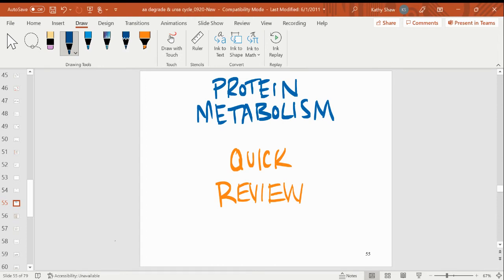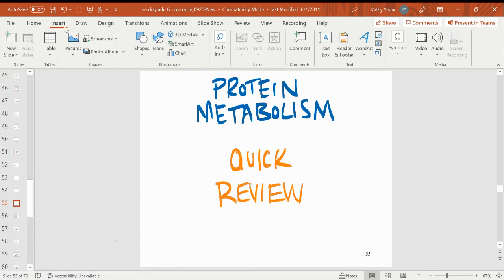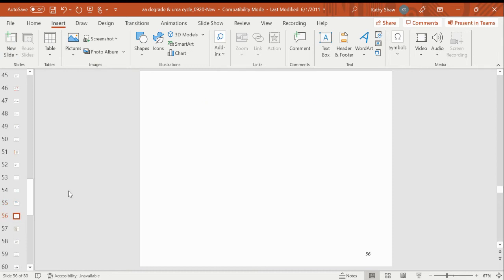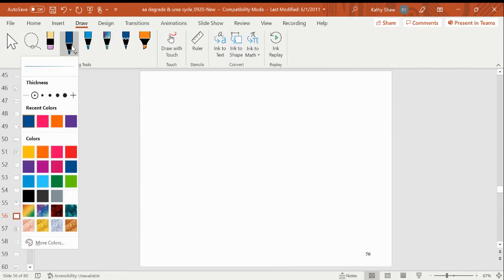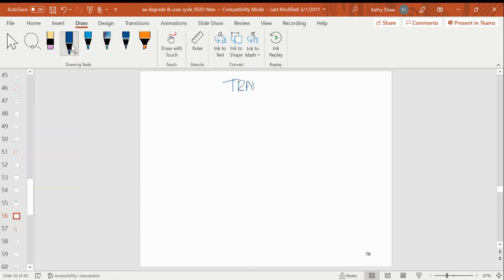We're going to do a quick review of protein metabolism. When you eat proteins, you break proteins down into amino acids. So once I have the amino acid, I'm ready to do transamination. That's the first process we're going to talk about. So I have my amino acid.